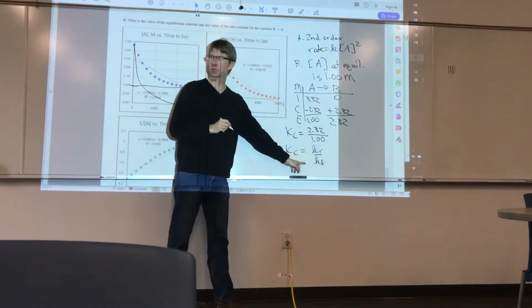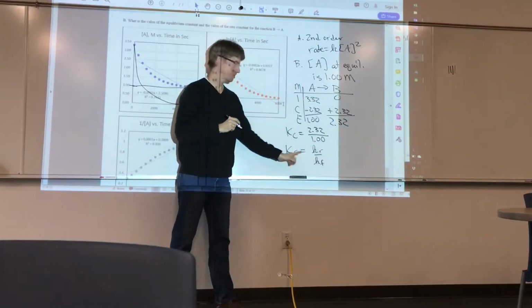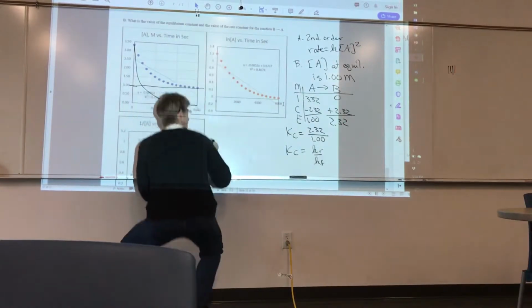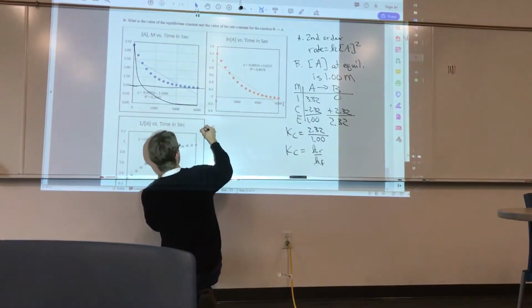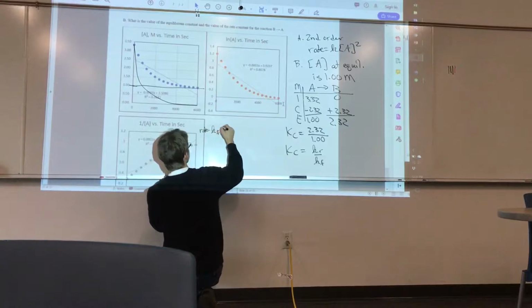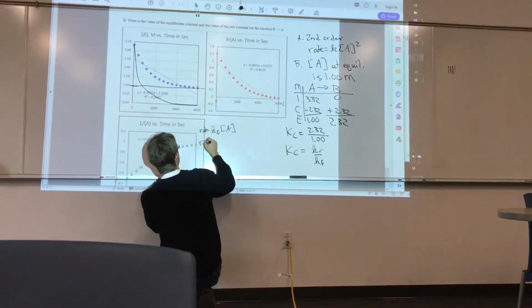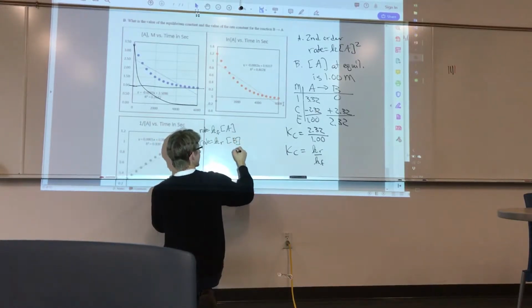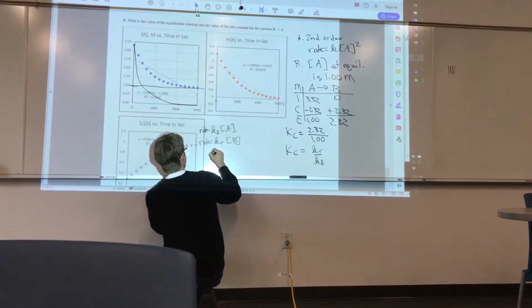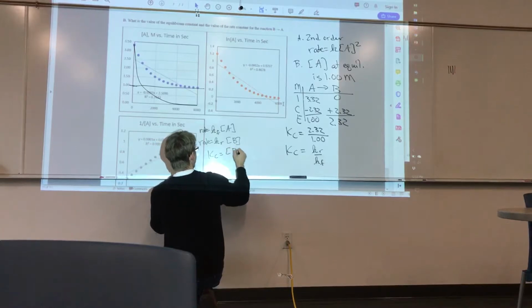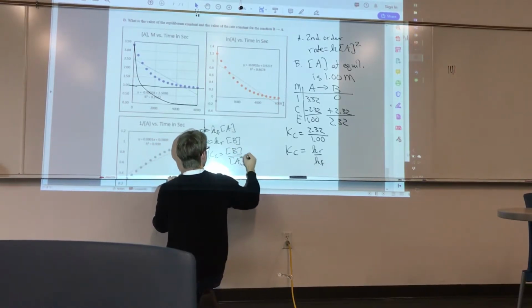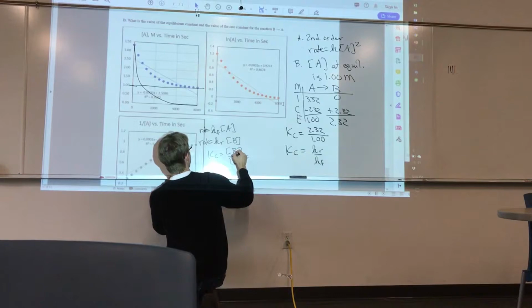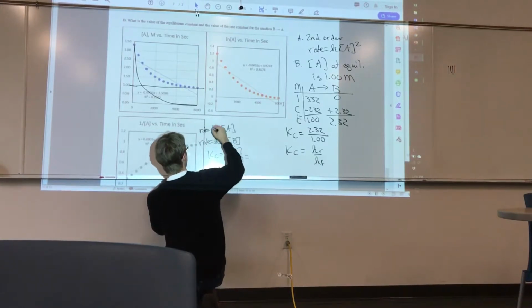all of a sudden I can't remember which way this goes. Let's see. So, rate equals K forward times A. Rate equals K reverse times B. So, Kc equals B over A. The rates are equal at equilibrium.